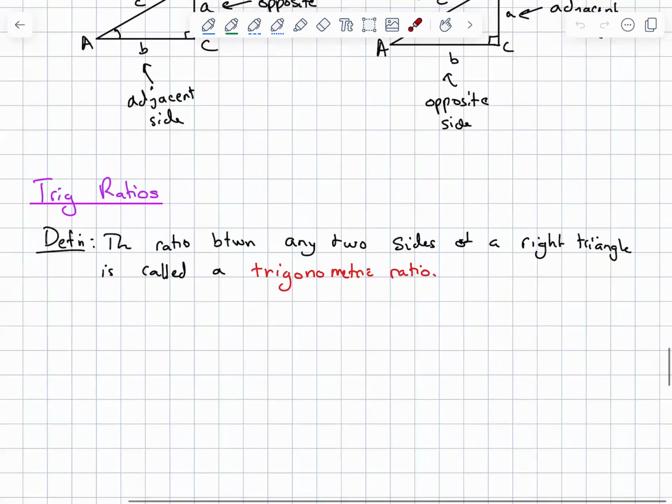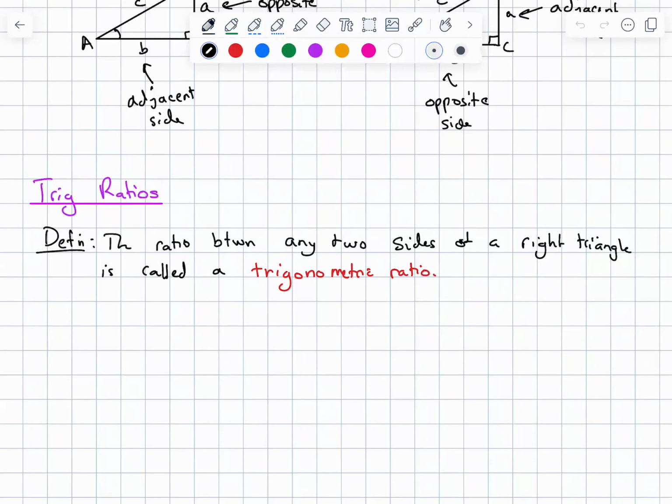So we have three main trig ratios. The first one is sine, spelled S-I-N-E, of angle A or B. And it's denoted S-I-N. I don't know why, we're just trying to save on time so we don't write the E. I guess that's the main reason, just saving us one letter at a time.